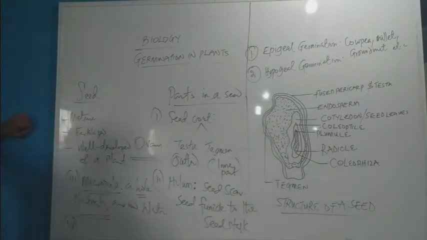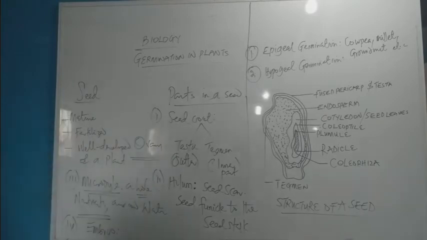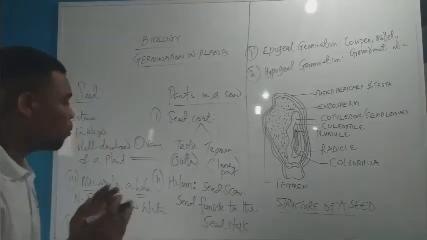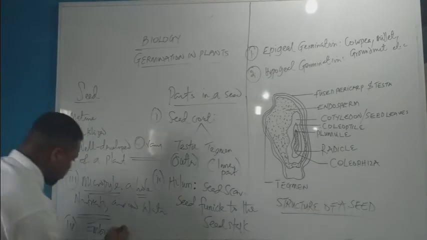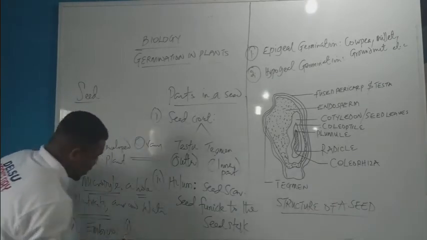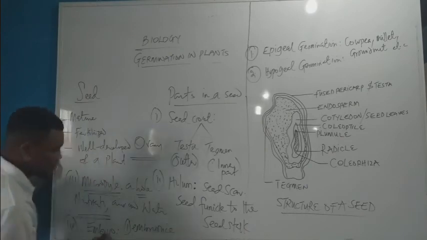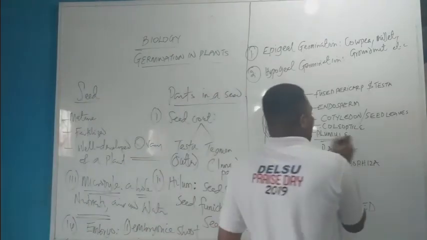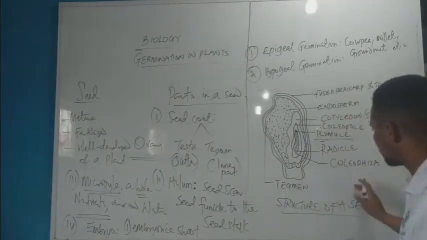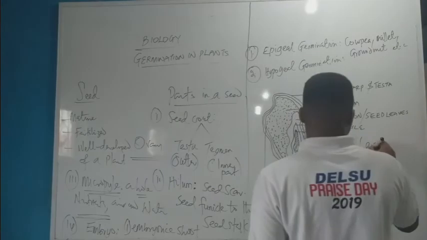The next one, which is the fourth, is known as what? The embryo. Yes, the seed has an embryo. Now, the embryo consists of two major parts and some other parts. The two major parts of the embryo are one, the embryonic shoot, known as what? The plumule. Then two, the embryonic root, known as what?